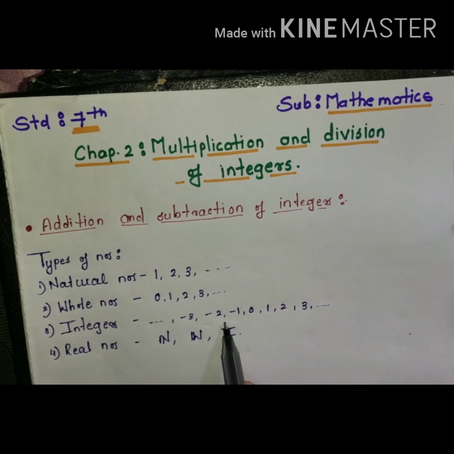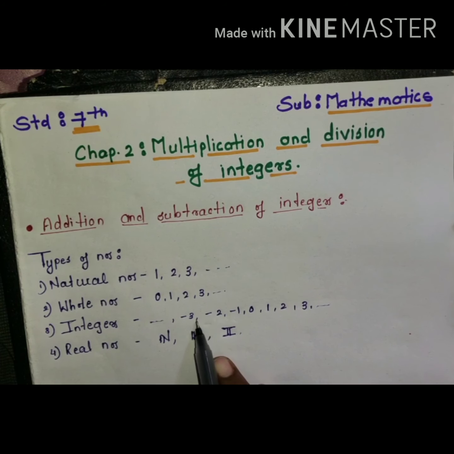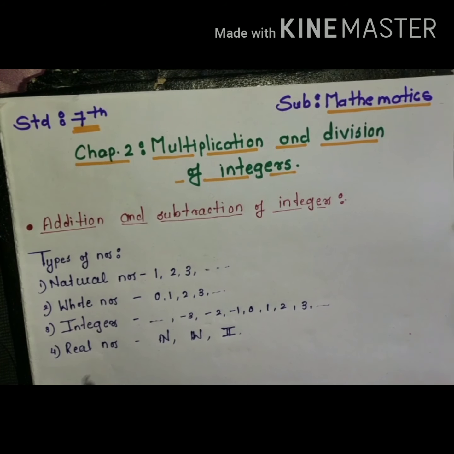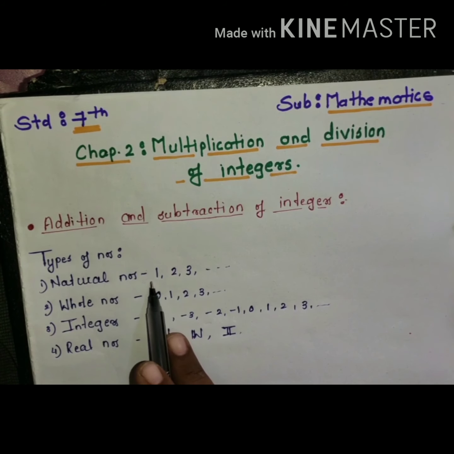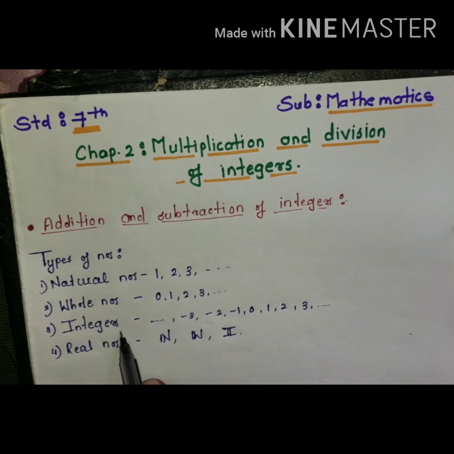Now what is meant by positive numbers and negative numbers, you all know. A positive number has a plus sign, and a negative number has a negative or minus sign. Now what is meant by real numbers? All the natural numbers, whole numbers and integers are included in the real numbers.